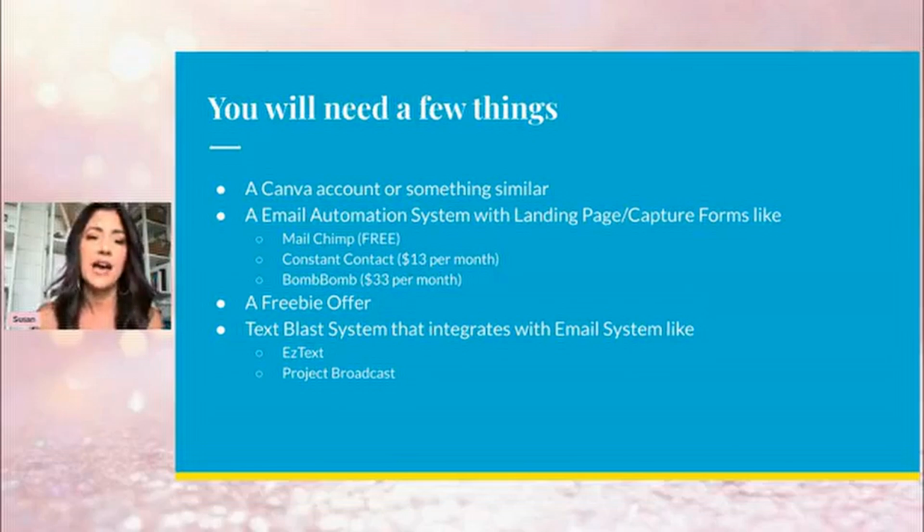You also want to have an email automation system that gives you the ability to create landing pages or capture forms, however you want to say that, as well as being able to create contact lists. Okay. Some of the examples I'm going to give you today are MailChimp. That's a free one. So if you want to start in a place where it's free, you can do MailChimp. Okay. There's another one called Constant Contact.